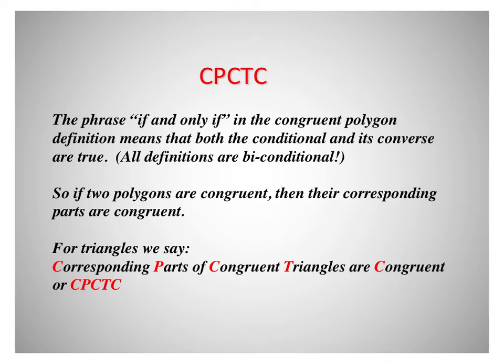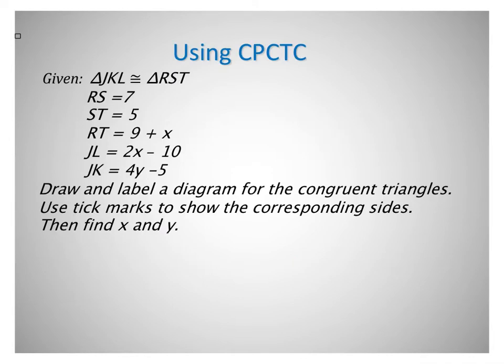So if I know that two triangles are congruent, I know all their parts are congruent. All three angles are congruent. All three sides are congruent. All right, so let's use some CPCTC.